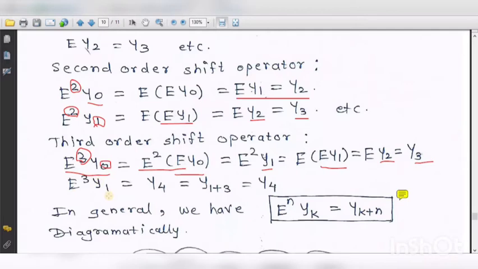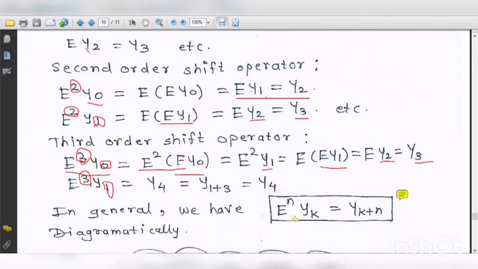Similarly, E cubed y1. We should get y4, that is 1 plus 3. If you evaluate it like this, splitting it 2 times, then apply it on Ey1. So Ey1 is y2, so we will get E squared y2. Then E squared y2 again we will apply 2 times, so E of Ey2. But y2 is what? y3. So we will get y3, and E of y3 will be y4. In this way we will get y4. Here the suffix is 1 and the power of the operator is 3, so it is 1 plus 3, y4. So directly the answer we can write as y4.